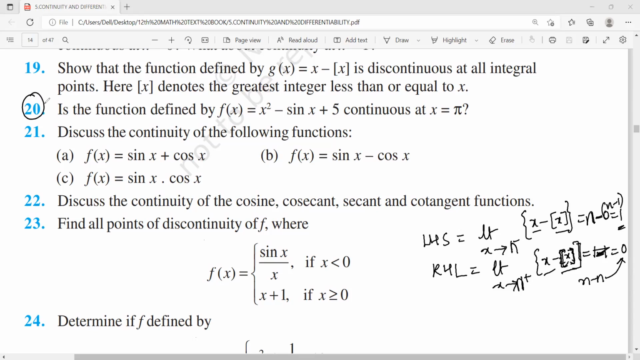What about 20? Is the function defined by f of x equal to x square minus sin x plus 5 continuous at x equal to pi or not? Isn't this a polynomial? Yes, x square plus 5 is a polynomial, and this is sin x. It would be continuous. Good, continuous at all points.